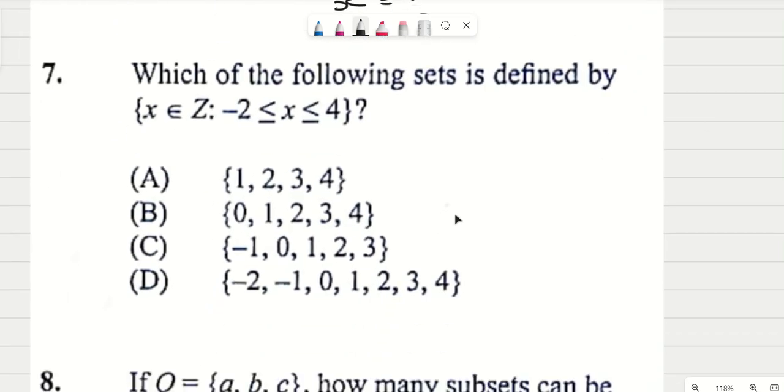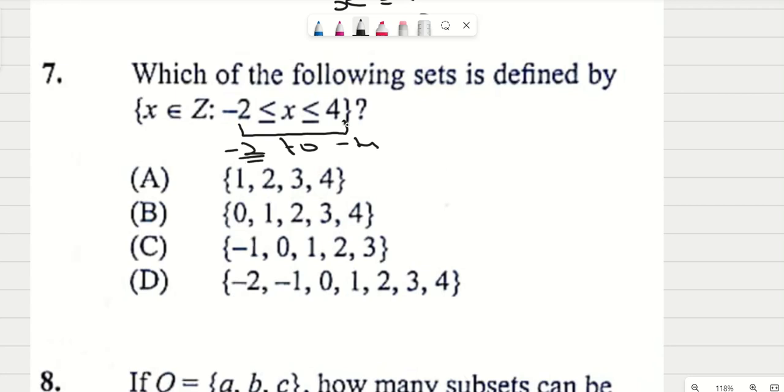Now let's look at number 7. Which of the following sets is defined by this? Now remember, I told you when they give you an inequality like this, you take the two values, it's from -2 to 4. Do we include -2 and 4? We do because they have an equal sign.